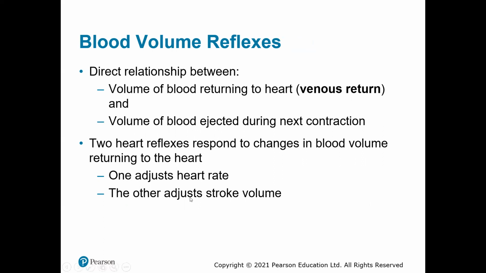So blood volume reflexes are a direct relationship between the volume of blood returning to the heart and the volume of blood ejected during the next contraction. So another way that you can increase your cardiac output is to make sure that your veins are working efficiently enough to return a large volume of blood to your heart. So what you want is that the more blood gets returned to your heart, the more blood can be ejected during the next contraction.